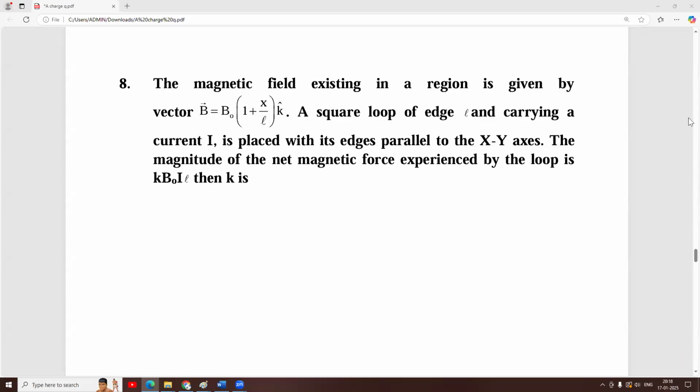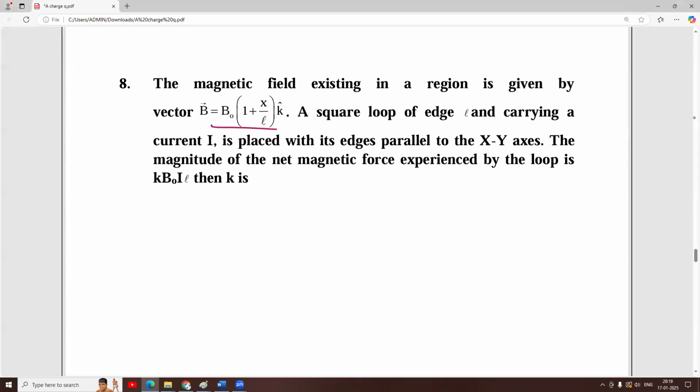The magnetic field existing in a region is given by the vector B equals B naught (1 plus x by L) k cap. You observe this magnetic field equation: as x changes, the magnetic field is changing. That means as you move along the x-axis, you will experience a different magnetic field, stronger and stronger as you move along the positive x-axis.